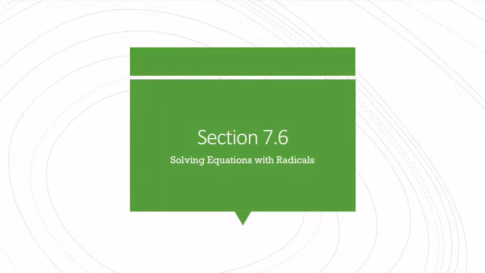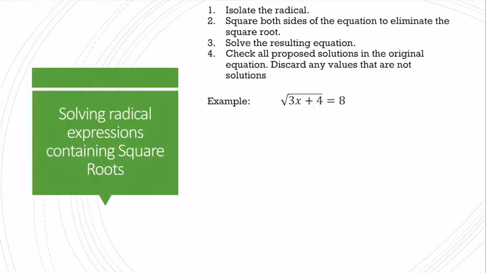Section 7.6 is about solving equations with radicals. So let's take a look at what that means. To solve a radical expression, or one containing square roots, the first thing you're going to have to do is isolate our radical. Then you need to square both sides of our equation in order to eliminate the square root.